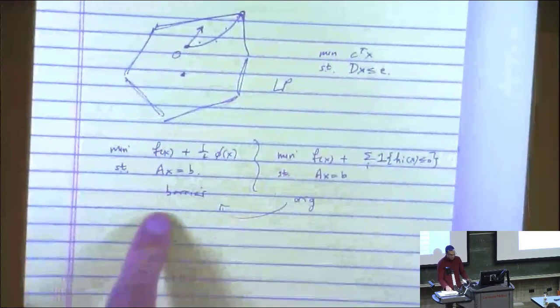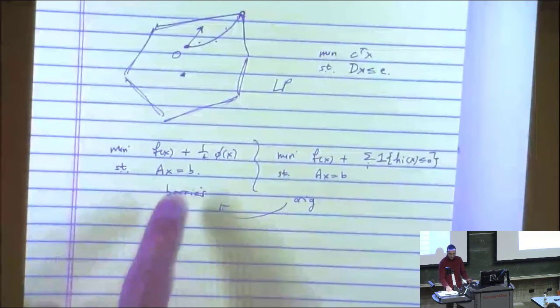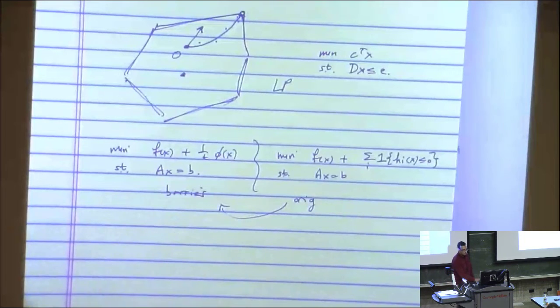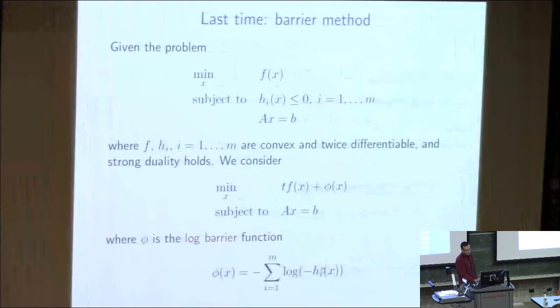And the barrier method basically solved this problem over a sequence of values t, which is equivalent to just putting the t in front of the f. Specifically, the log barrier function is minus the sum of log of minus h_i.